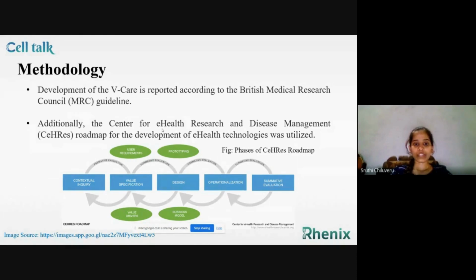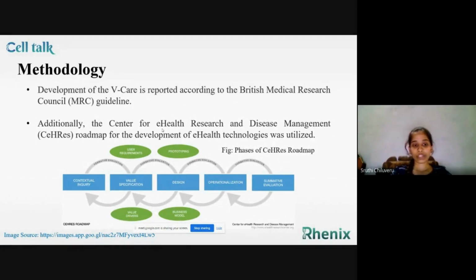Additionally, the Center for eHealth Research and Disease Management roadmap for the development of eHealth technologies was utilized. As you can see in the picture, it depicts the different phases of the roadmap. It is differentiated into 5 different types of steps: contextual inquiry, value specification, designing, operationalization, and summative evaluation.